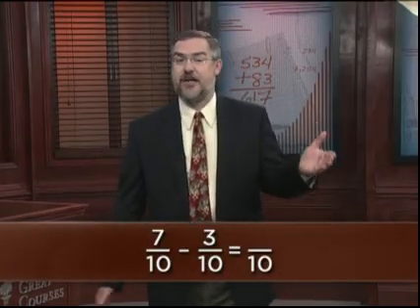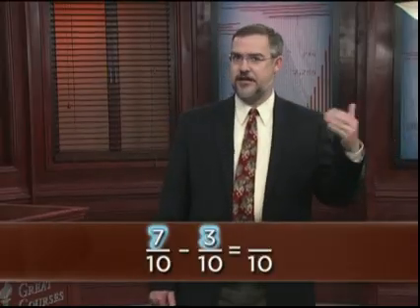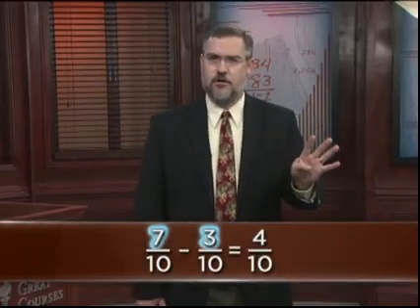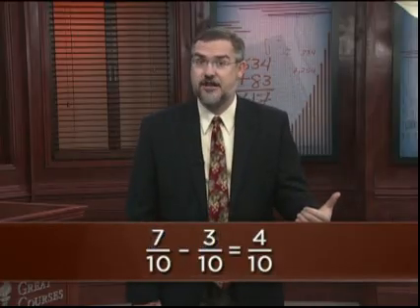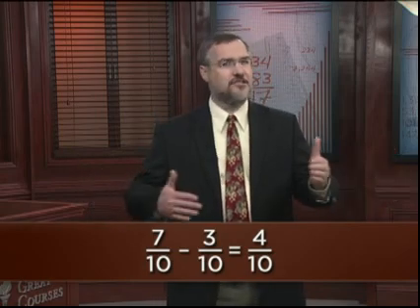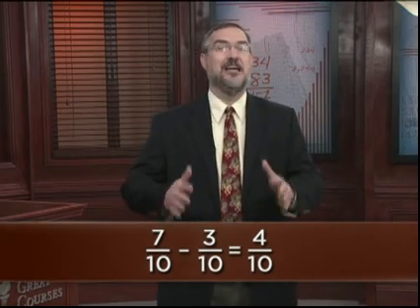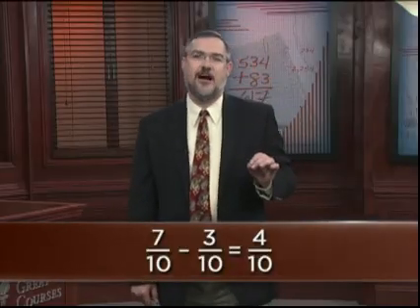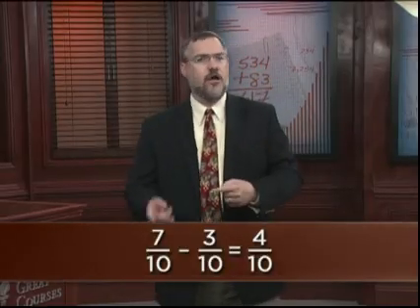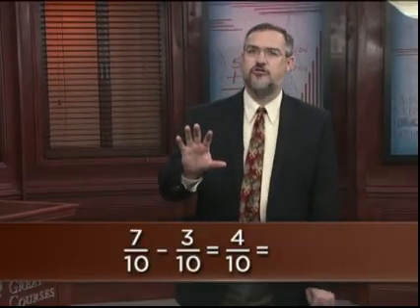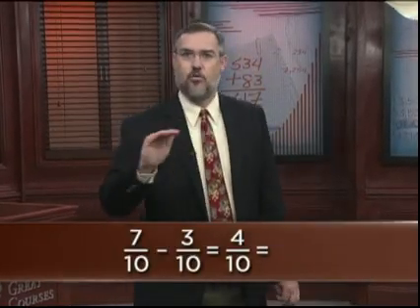So I simply do 7 minus 3, and I get 4. And that means that the numerator of my answer is 4. And so the denominator is 10. My final answer is 4/10. Well, it's not exactly my final answer. It's equivalent to my final answer, but 4 over 10 is not in lowest terms. So let's get that reduction going. Let's reduce 4 over 10 into lowest terms, and then we'll be done.